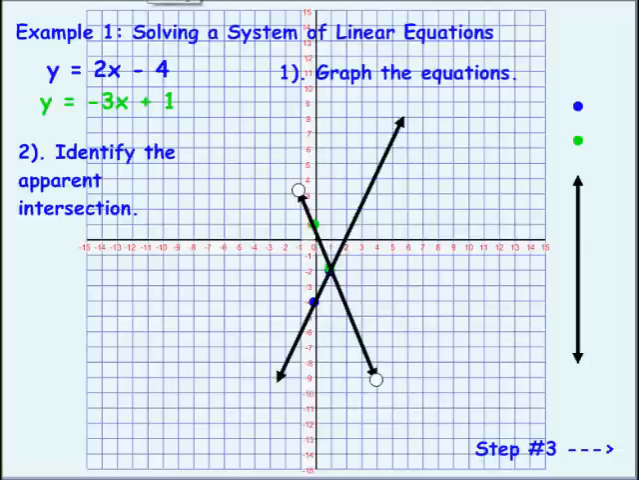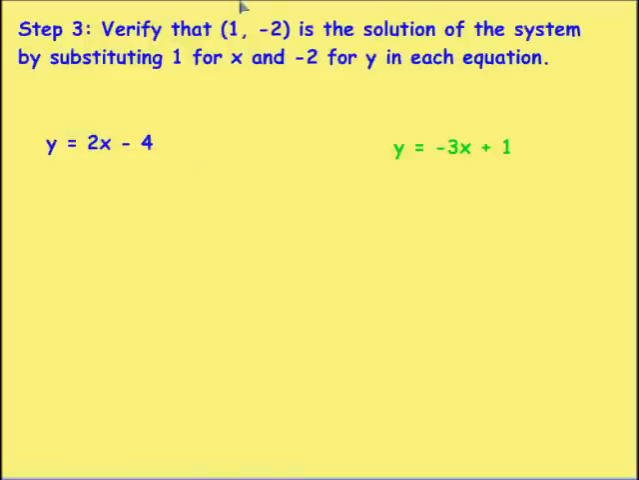Let's see that in just a solution and not the graph. If we want to verify that 1, negative 2 is the solution, we substitute the 1 for x and the negative 2 for y. In the first one, we say negative 2, and we want to know, does that equal 2 times 1 minus 4? So 2 times 1 is 2, minus 4. That does give us negative 2, so this one is correct.